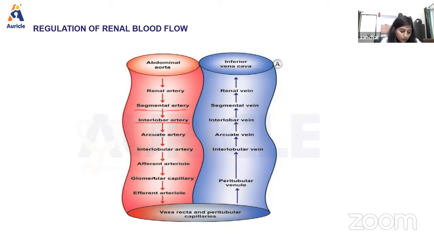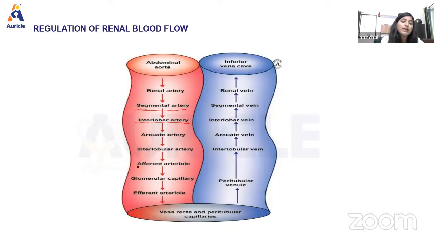Now these afferent arterioles enter the Bowman's capsule and form the glomerular capillaries, right? After entering the Bowman's capsule, the afferent arterioles divide into 4 or 5 large capillaries, right? And finally, each large capillary divides into small glomerular capillaries, forming the loop, as we have seen in the structure also. And the capillary loops unite to form the efferent arteriole, which leaves the Bowman's capsule.